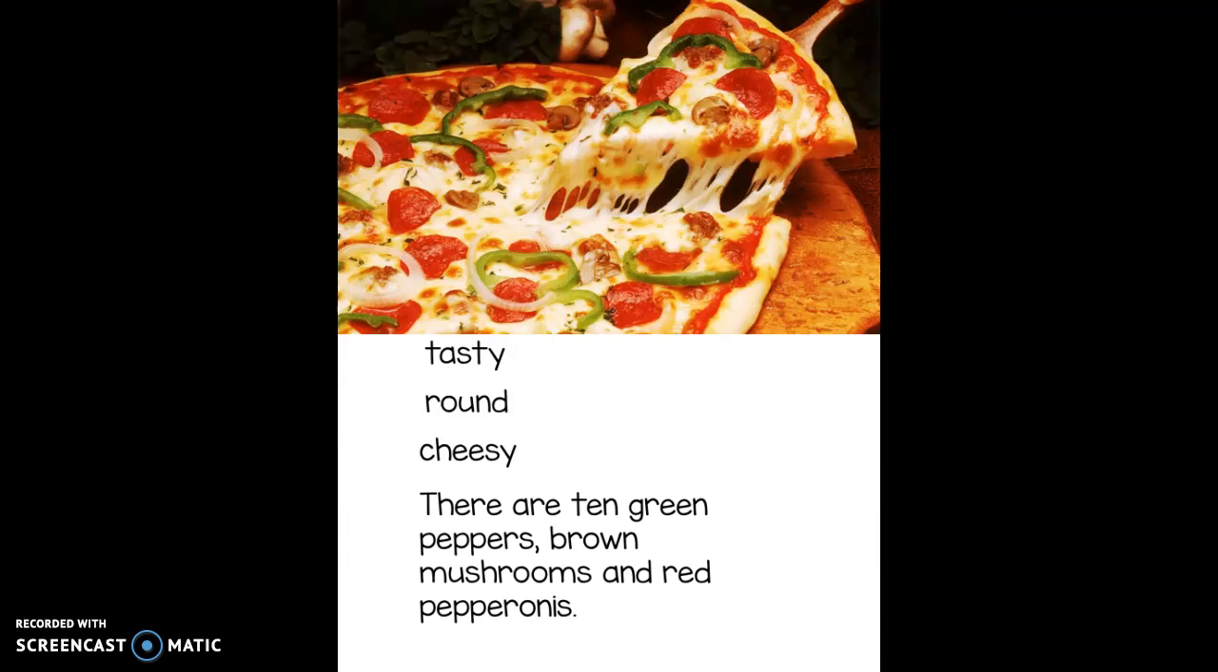I also said there are 10 green peppers. Yeah, I counted. Brown mushrooms and red pepperonis. So I used my 5 senses. I used my number words, my color words. Those are some amazing sparkle words that I can add to any writing. Let's keep going.